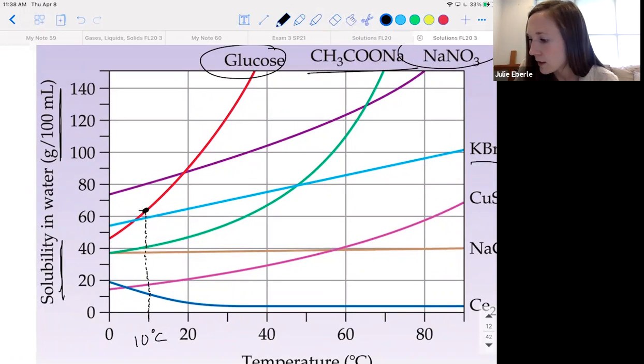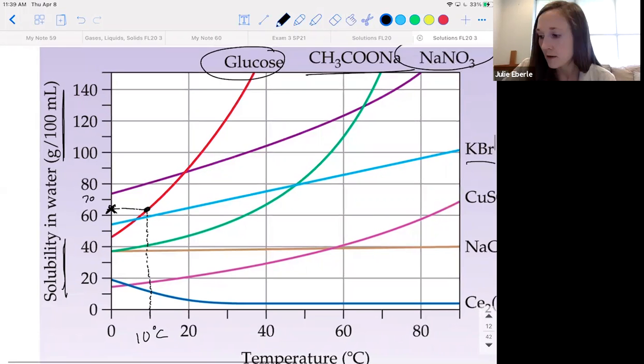Then you would walk that over to the y-axis. Okay. And we say, here's the solubility, because that's what the y-axis measures. So what number is that? Well, this one's 70, so it's between 60 and 70. You'd say the solubility of glucose is maybe 65, somewhere around there, 64.5, 63 grams per 100 ml. Okay. So that's how you read a chart.